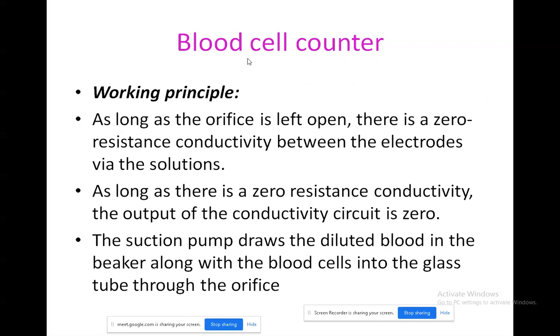So the working principle. As long as the orifice is left open, there is zero resistance conductivity between the electrodes via the solution. As long as there is zero resistance conductivity, the output of the conductivity circuit will be zero. The suction pump draws the diluted blood in the beaker along with the blood cells into the glass tube through the orifice. So this is nothing but how you are taking the blood in the vessels for measuring the blood cell count. Here you are going to use a suction pump to draw the blood from the human body, which will be stored in a beaker, along with a glass tube.